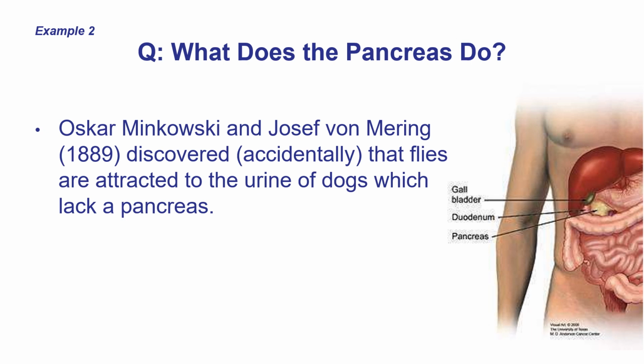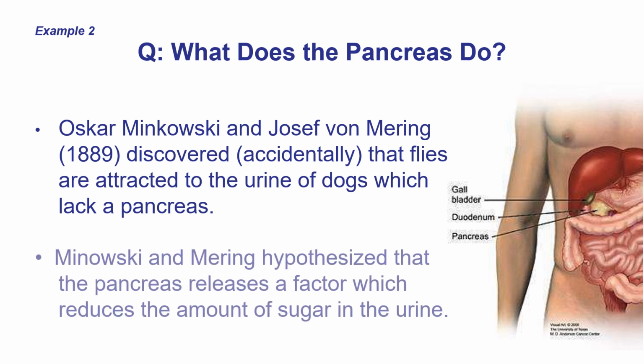And they came up with the hypothesis that maybe the pancreas regulates sugar levels in the blood and in the urine. And the reason they came to that conclusion is that they felt that the urine that was released by the dogs without a pancreas was sweeter and attracted more flies to their kennels. So they went back and they did a proper experiment to show if that was the case.